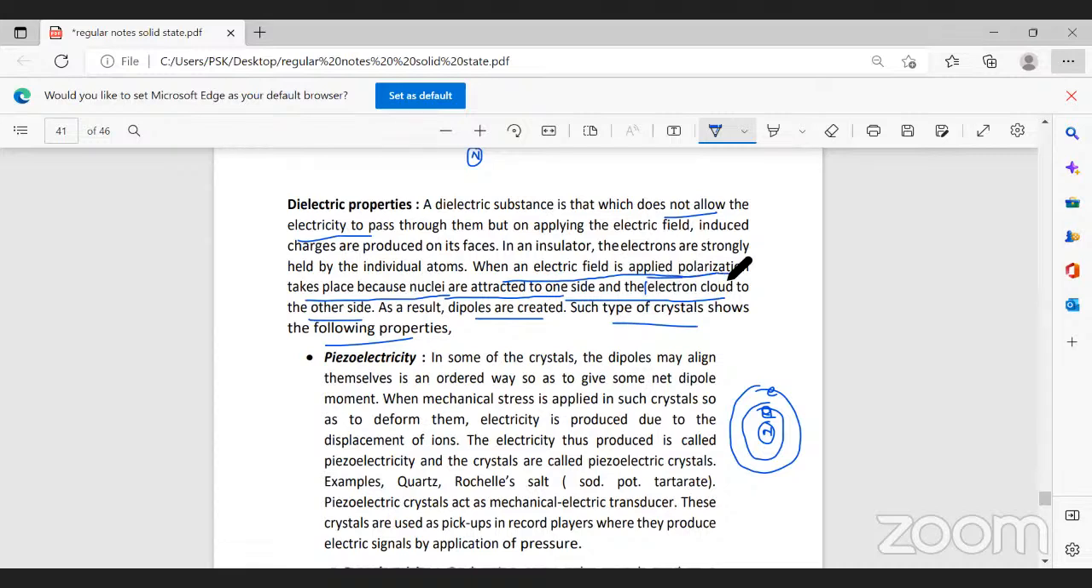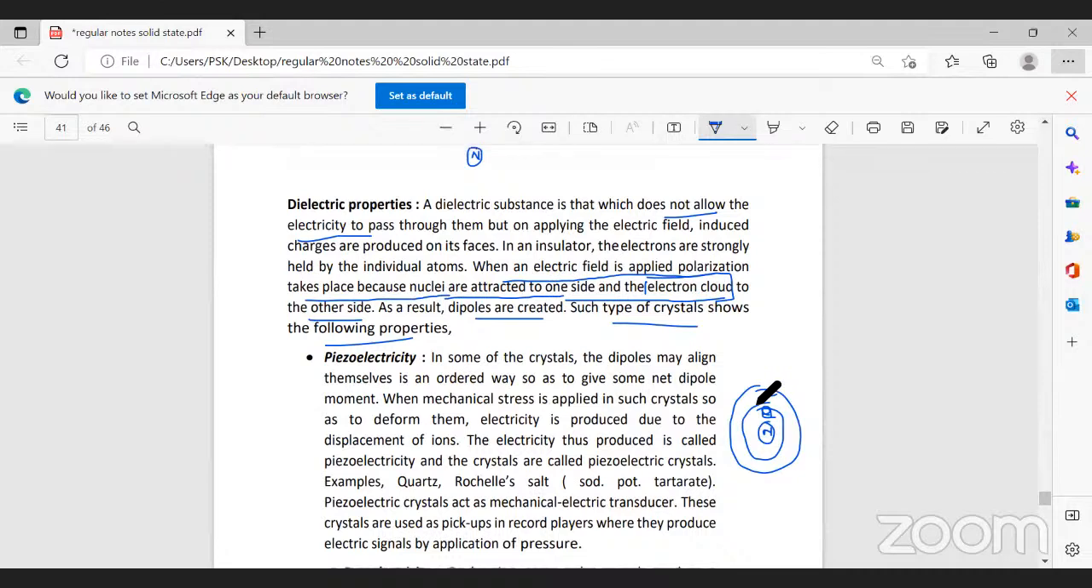What is an electron cloud? That is a space or region outside the nucleus where you expect the electron to be present. That's called an electron cloud. The space or region outside the nucleus where there is maximum chance of finding electrons is called the electron cloud. Now, electrons are negative and the nucleus is positive.